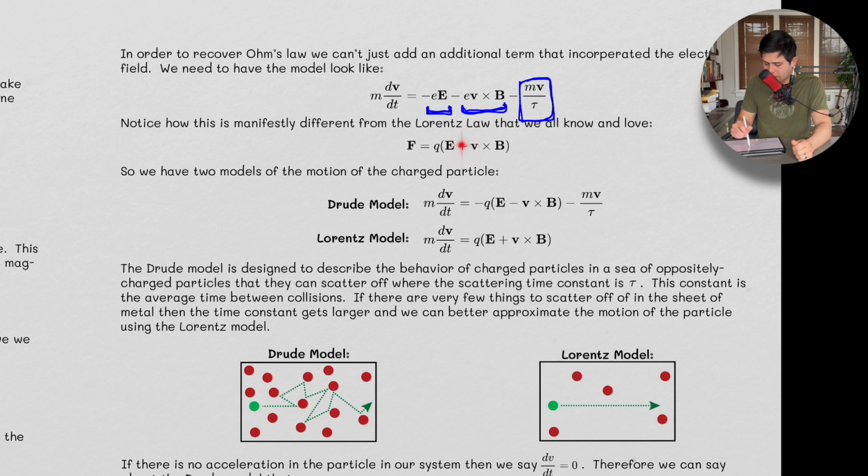So this sign here is a little bit different, but the overall structure looks pretty much the same. But then we have this thing right here. This thing right here is going to be key, and so this is manifestly different from our Lorentz law. Okay, and this is the Lorentz model. This thing here is going to be called the Drude model, or I think I'm pronouncing that correctly. But this is the Drude model, okay? And the Drude model has this added bit here, okay?